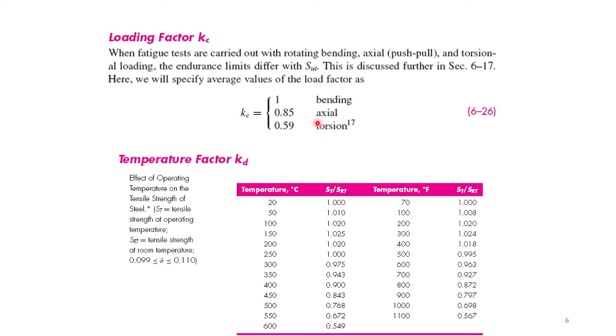So see how crucial changing the loading mode would be. خلاص؟ يعني ايه 0.59؟ يعني هيشيل almost 41% من قيمة ال S-E if your fluctuating loads are torsional. So it's very important to account for what type of loads are acting.